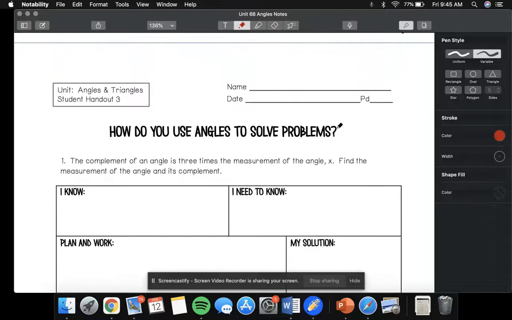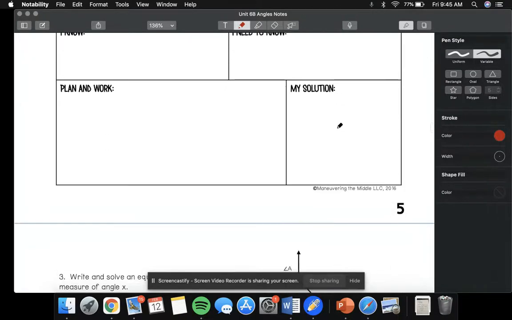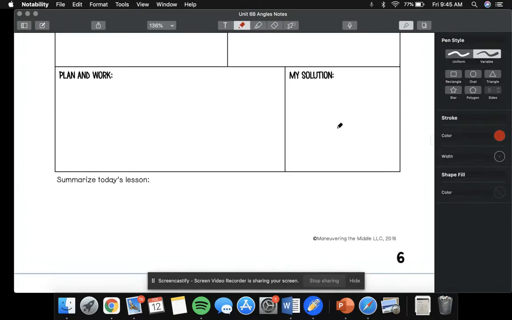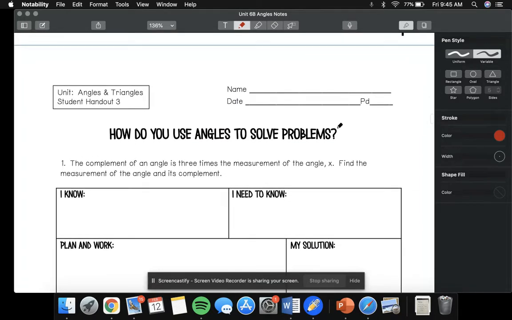Hey guys, today we are going to start talking about how we can use our angle relationships to solve problems. So we are on pages 5 and 6 to do 4 problems, and then you guys are going to do a little bit of Delta Math. So far we have been talking about 7th grade angle relationships.